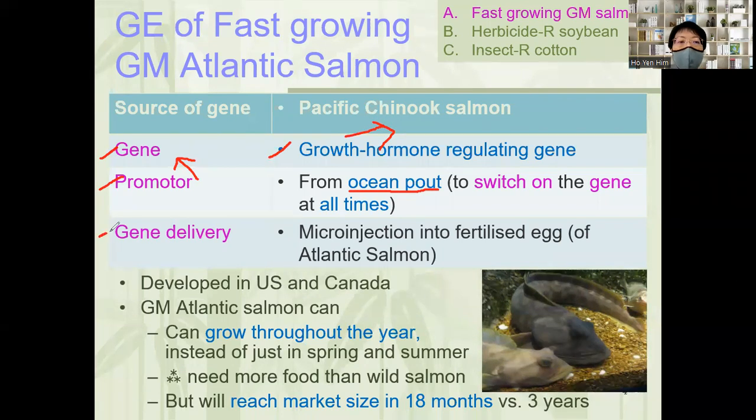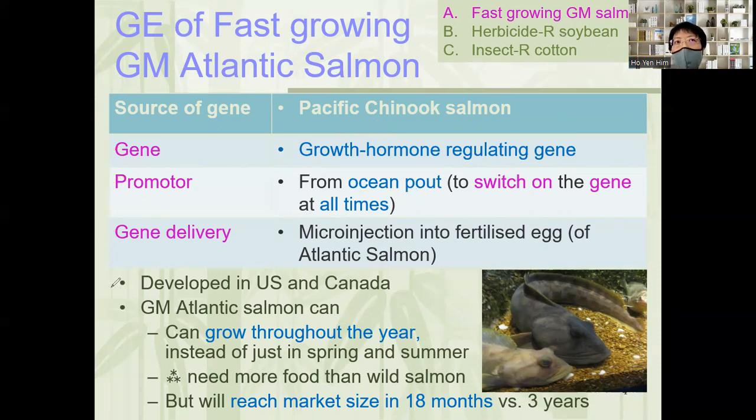So what is the gene delivery method? Microinjection. They use a small, tiny pipette to inject the gene plus its promoter into a fertilized egg, into the nucleus of the fertilized egg. After that, when the cells divide, all the cells of this fish will contain the inserted gene, and they can grow very fast throughout the whole year.